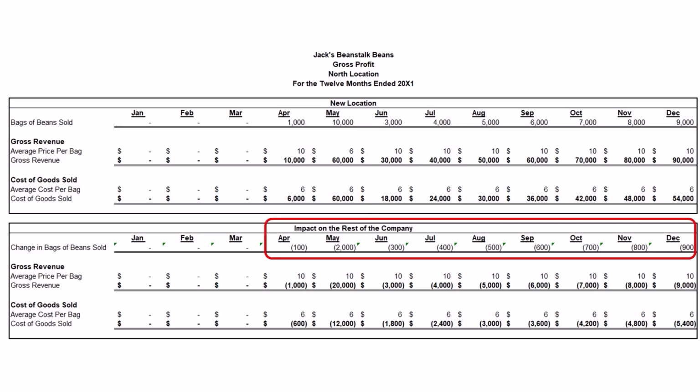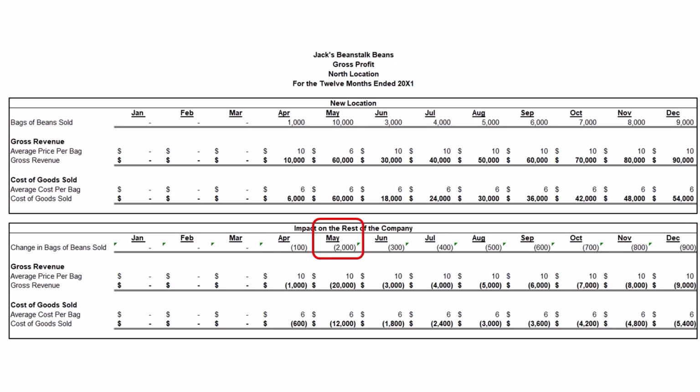Now let's look at the box that analyzes the impact on the rest of the company. The first row of this box shows that sales at the other locations will go down when the new store opens. This is an example of sales cannibalization. The new store is cannibalizing sales from the existing locations. Jack is estimating that 10% of the sales at the new location are from cannibalization.